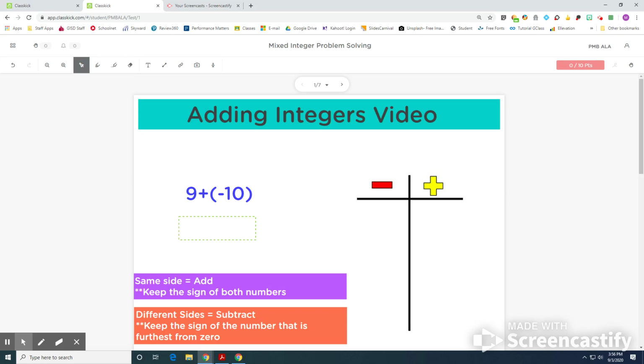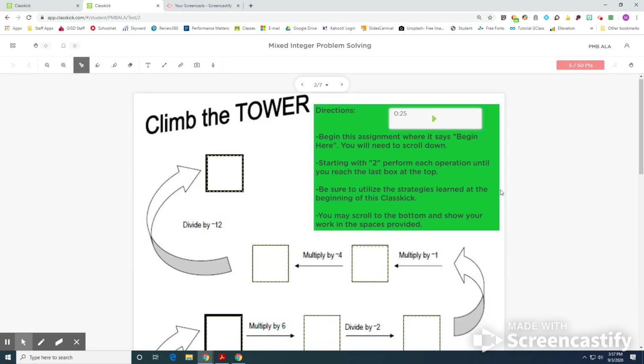Hello everyone. In this video, we are going to review how to add integers using a t-chart. So a t-chart is a strategy that we use for adding and subtracting integers. So the problem that we're going to start with is 9 plus negative 10. And this is actually a problem that is in the assignment called Climb the Tower.